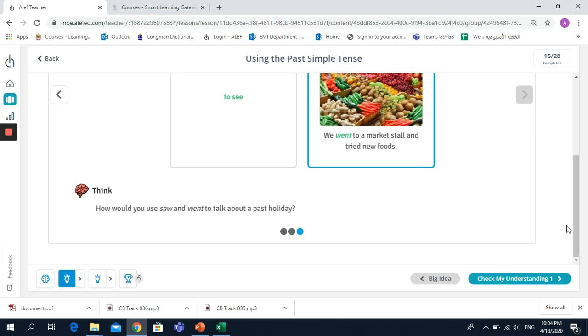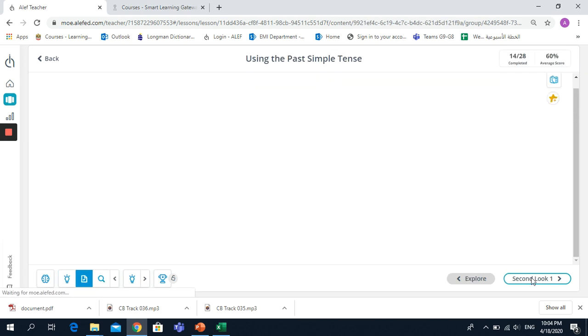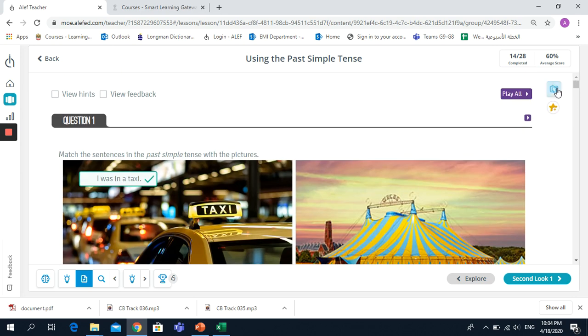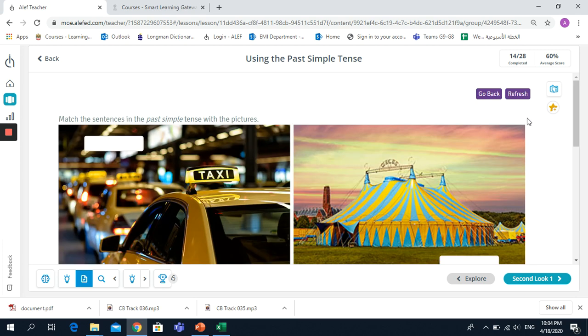Something happened yesterday. What about the following questions? Choose the correct answer before you move to the next one, or by referring to the rule of using the past simple tense. Question number 1. Match the sentences in the past simple tense with the pictures.